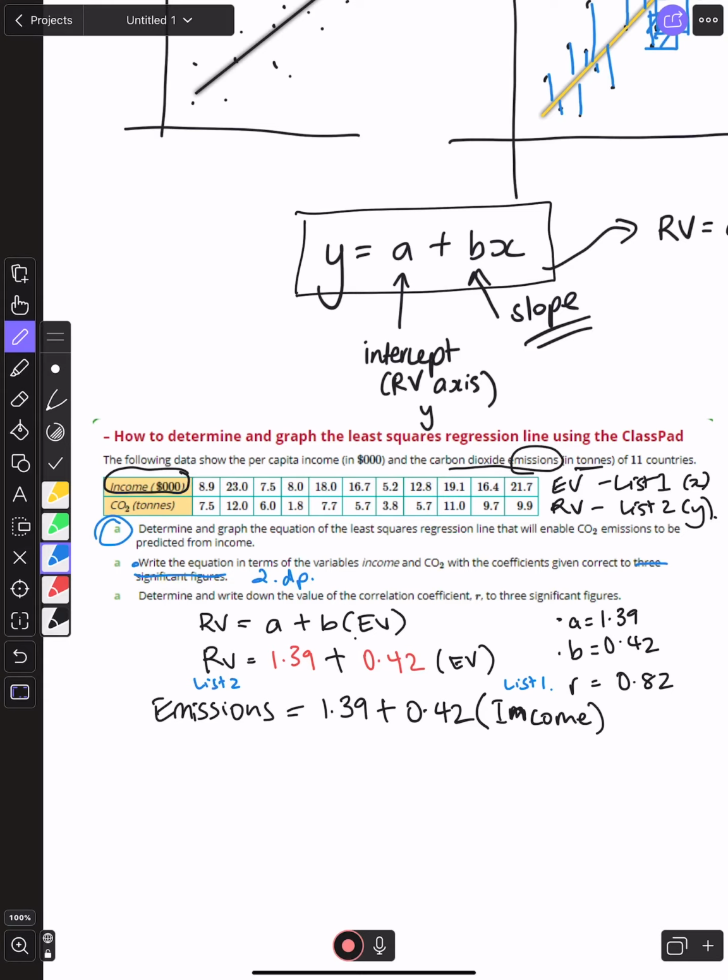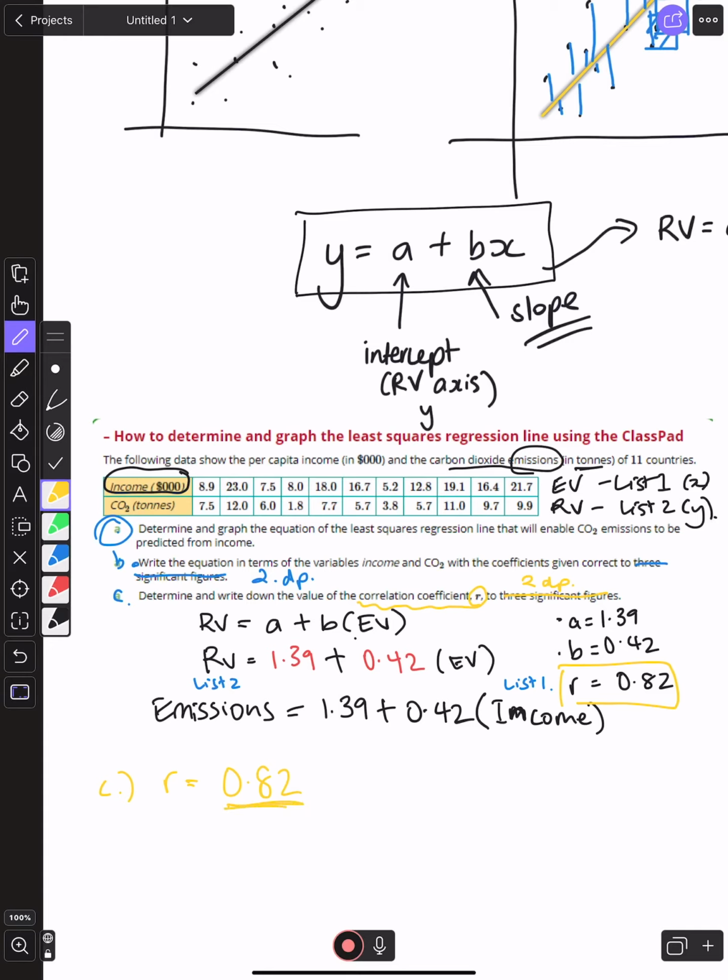But let's have a look. I don't know why these are all A. I'm pretty sure that should be B and C. But anyway, whoops. All right, so determine and write down the value of the correlation coefficient. So we were having a look at correlation coefficient, R, to 3 sig figs. I've changed that to 2 decimal places. So for C, I wrote it over here, so 0.82.